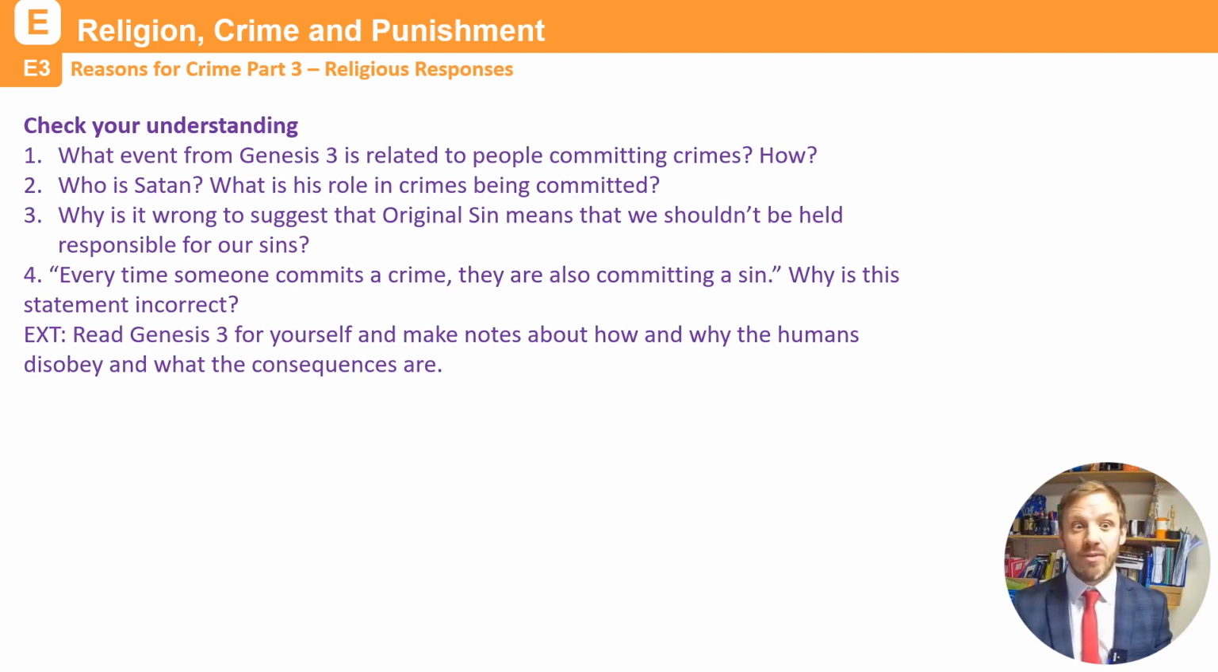So what event from Genesis 3 is related to people committing crimes and how? The fall. The fall occurred, and now humans are born with a fall. Humans are fallen and they're born with a sinful nature. They're born with original sin.